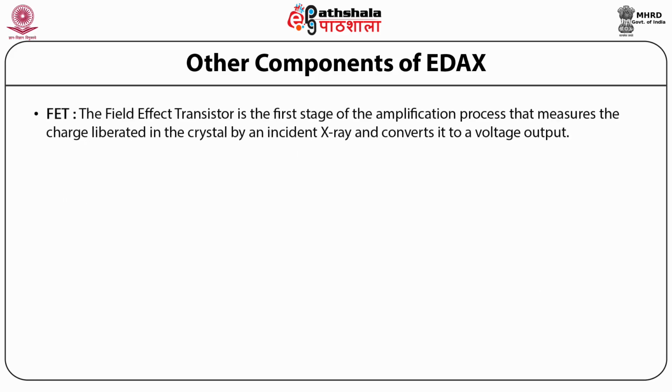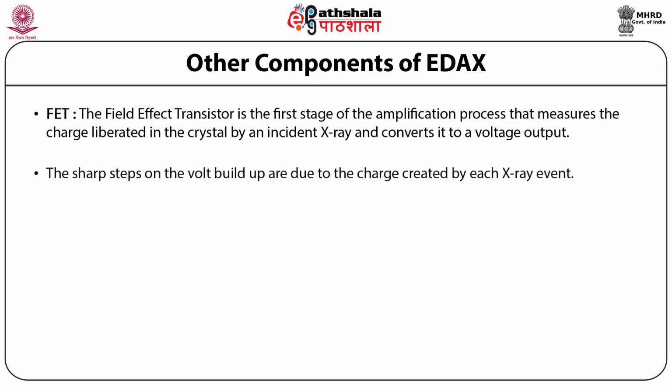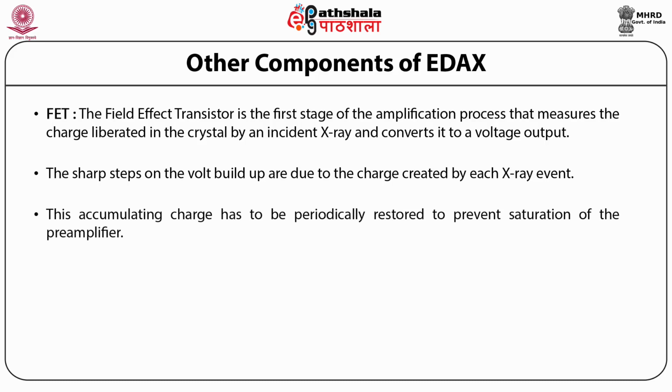The fifth component is the FET, the field effect transistor. It is the first stage of the amplification process that measures the charge liberated in the crystal by an incident X-ray and converts it to a voltage output. During operation, charge is built up on the feedback capacitor. The sharp steps in the voltage buildup are due to the charge created by each X-ray event. The voltage step size is proportional to the incident X-ray energy. This accumulating charge has to be periodically restored to prevent saturation of the preamplifier.